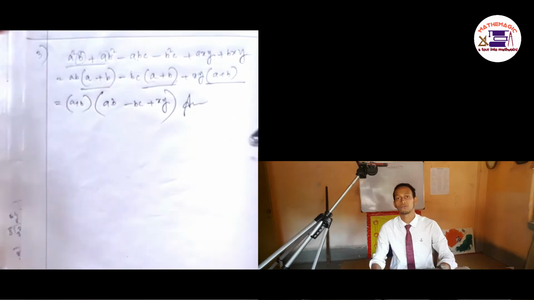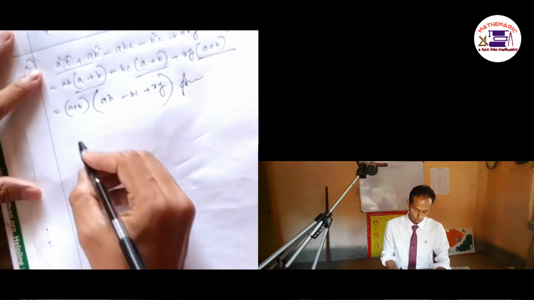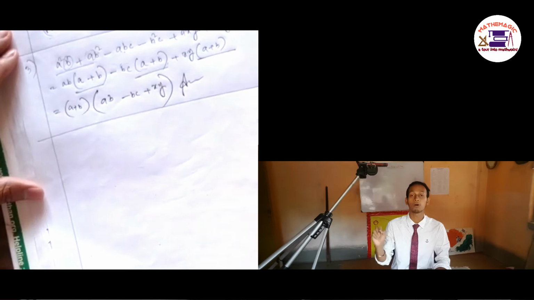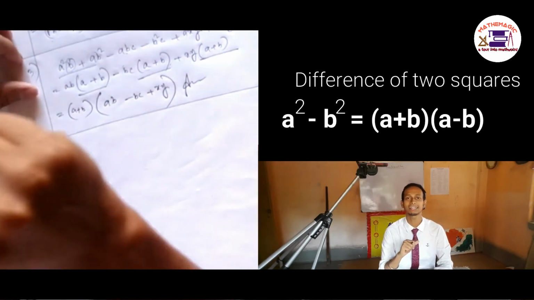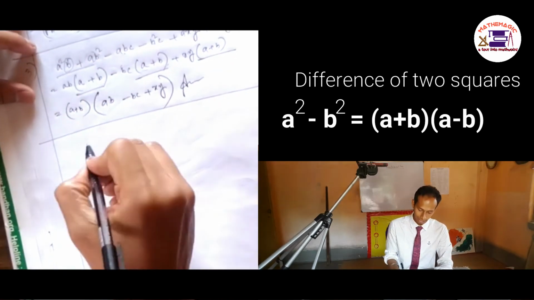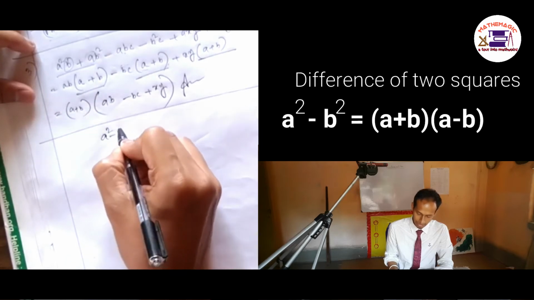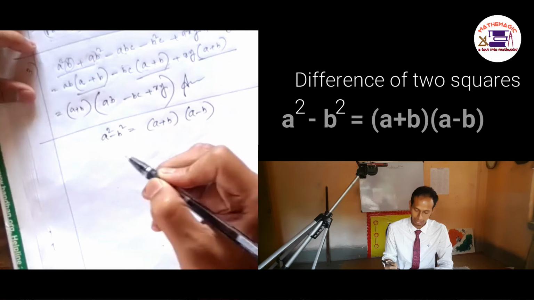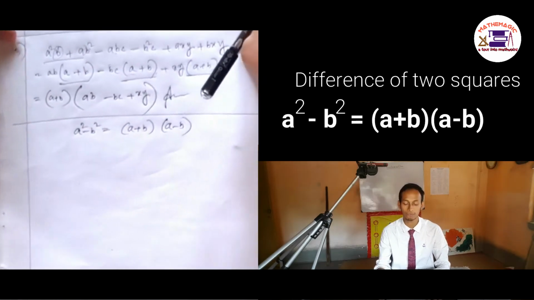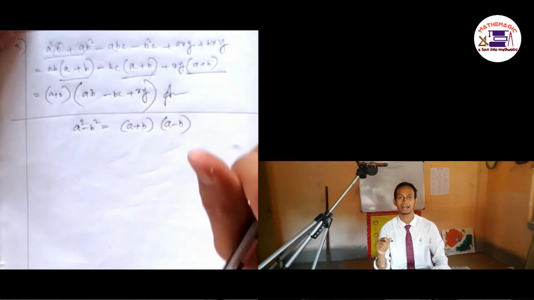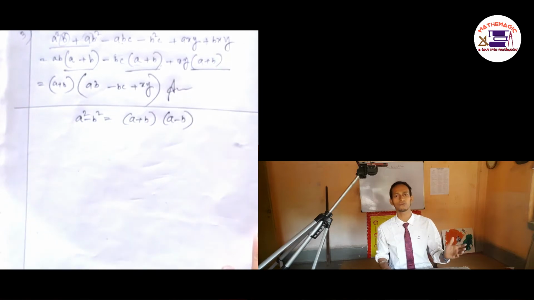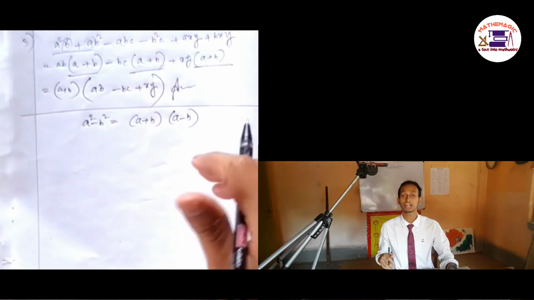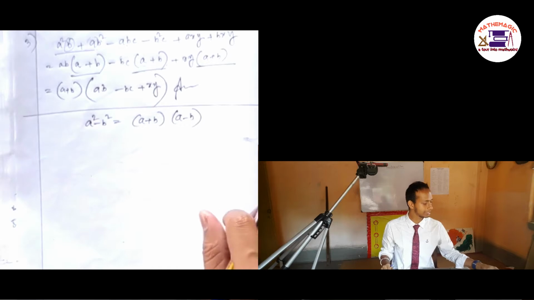For the next one, we have to use one formula that we already learned in class 8. That formula is a square minus b square, which equals a plus b, a minus b. This identity we have already learned in class 8, so I think this is not new for you. So let's start this exercise also.